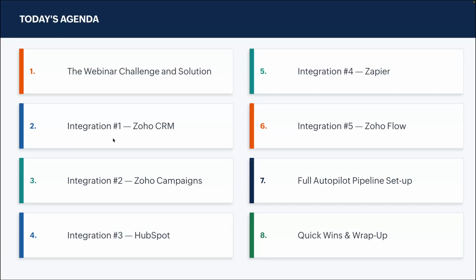All right, so let's get started. We will take a quick look at what we will cover today. Let's start with the core challenge, then move through the 5 integrations: Zoho CRM, Zoho Campaigns, HubSpot, Zapier, and Zoho Flow. After that, we will connect everything in one end-to-end pipeline and finish with some quick wins you can implement this week.